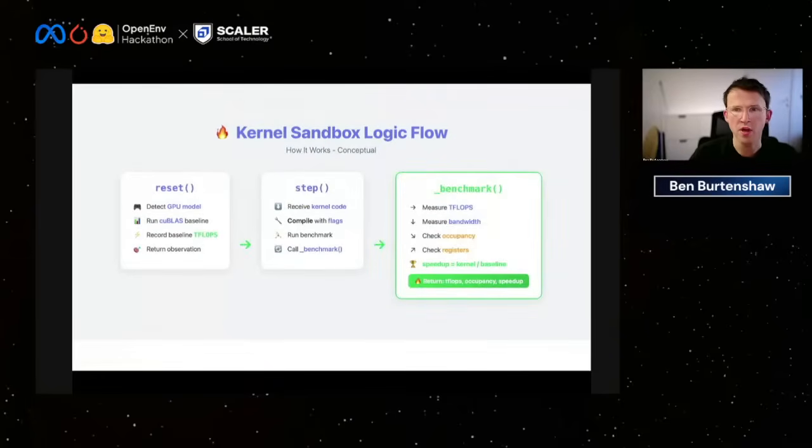And here's another example with a GPU kernel sandbox. So on reset, it detects the GPU model that we're working on. It runs a baseline, records the baseline, and then on step, it receives some kernel code, some code to be optimized, compiles it, and then runs the benchmark, measures its performance, and returns back the reward.